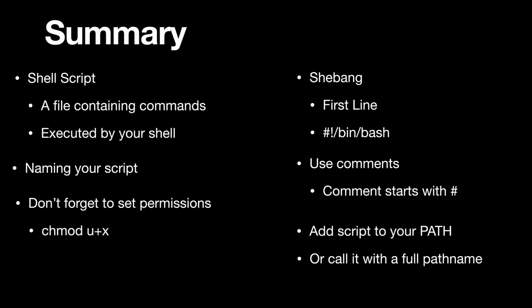And this brings us to the end of this module. We have seen what a shell script is, namely a text file containing commands to be executed by the shell, and how to create one. I've shown you how to properly choose the name for your scripts, and also that after creating a file, you shouldn't forget to set executable permissions with the chmod command. Furthermore, your script should start with a shebang line, and any line starting with a hash will be ignored by the interpreter and treated as a comment. If you want to run the script, make sure you add it to the path or call it with the full path name.